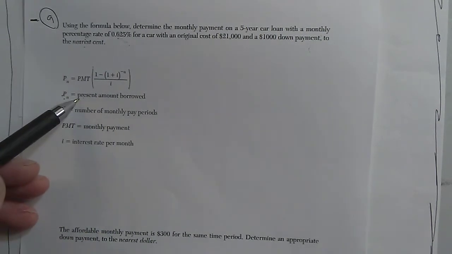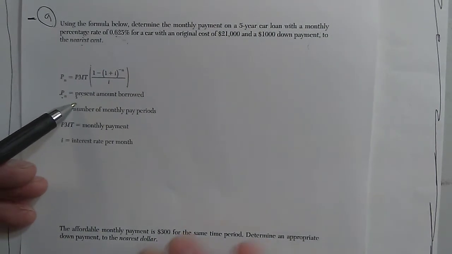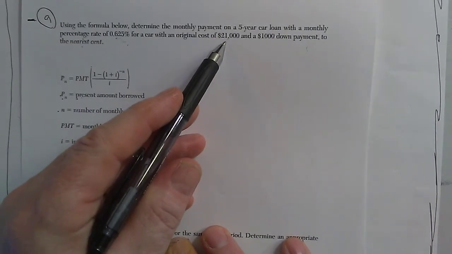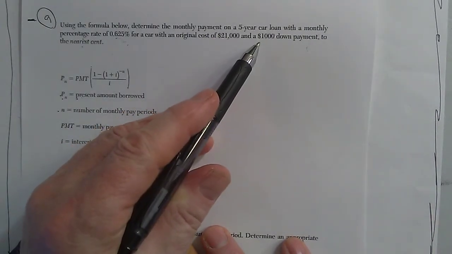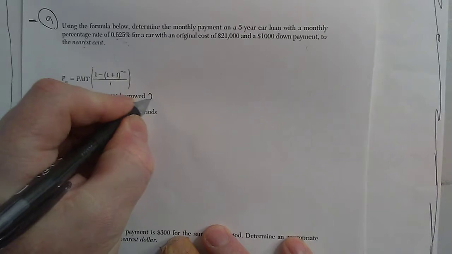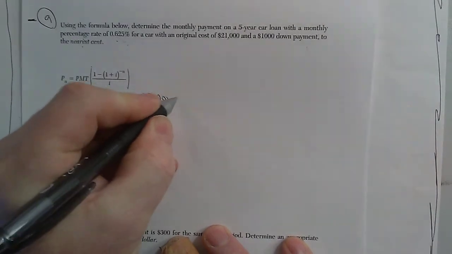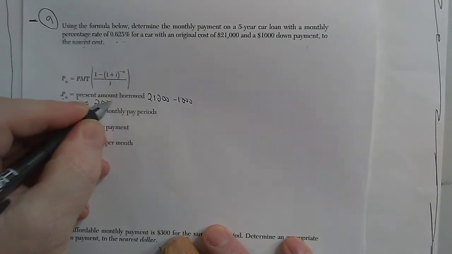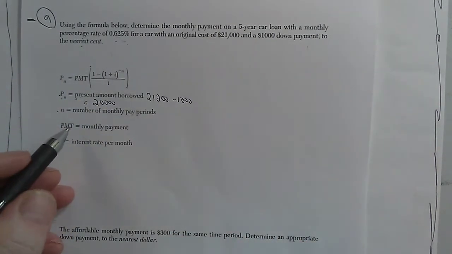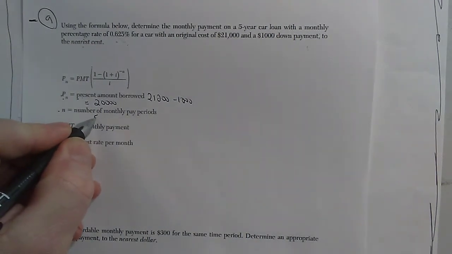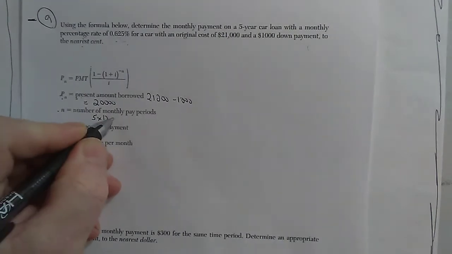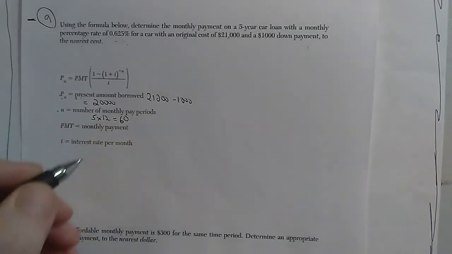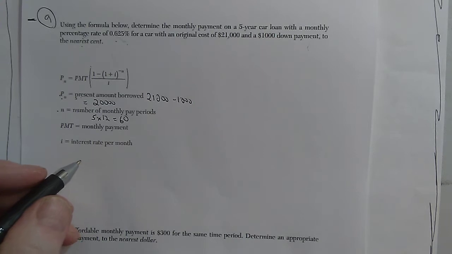All right, so present amount borrowed. Now in this case, the car costs $21,000, but you're putting down a down payment of $1,000. So $21,000 minus $1,000 means you're going to borrow $20,000 from the bank. Right? 5-year loan, monthly payments. So 5 times 12 months, you're going to make 60 payments on your car.